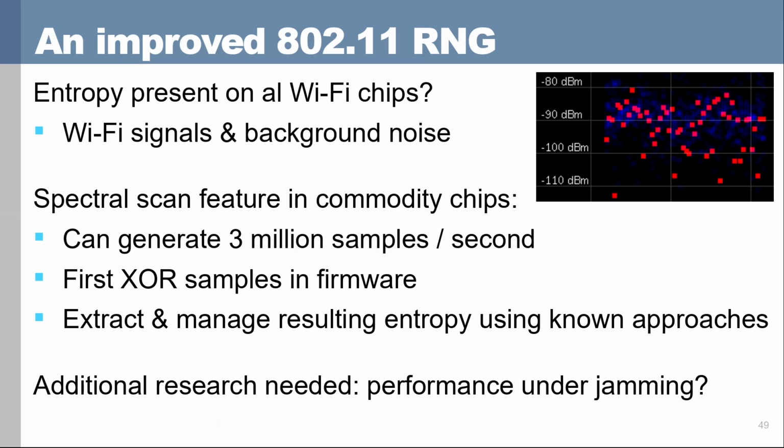Some more research here is needed, but I think that Wi-Fi vendors should provide a feature that common Wi-Fi chips export some of this randomness, which can then directly be used, or it can be used by the kernel to strengthen the current pool of randomness. So that concludes my talk.